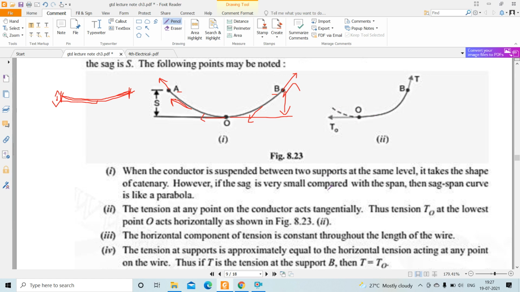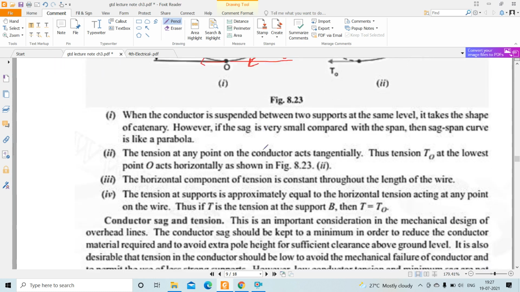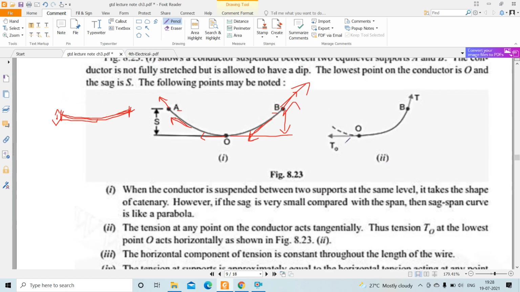The tension at supports is approximately equal to the horizontal tension acting at any point on the wire. So this is the horizontal tension and this is the vertical tension. These two are equal. That means here also, this tension and this tension, this is the horizontal, this is the vertical. So these two tensions are approximately equal. So if T is the tension at support B, then T is equal to T0. This is the horizontal tension and this is the tension T at point B. So T is equal to T0.